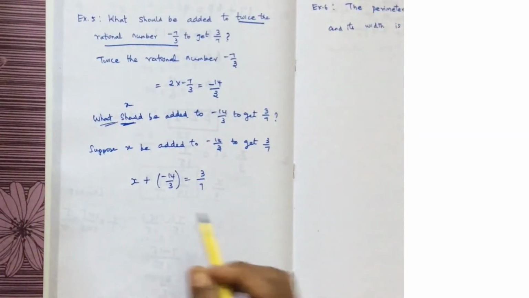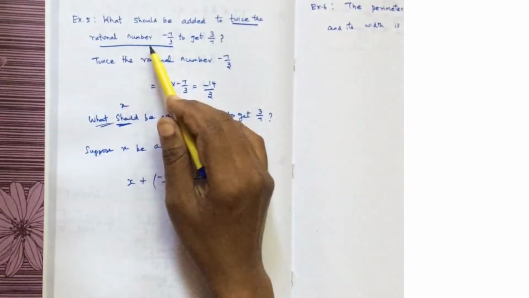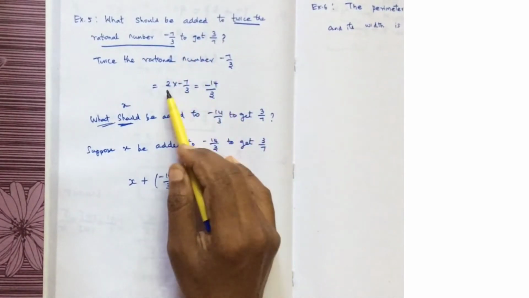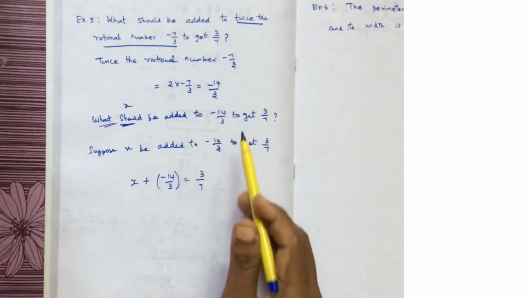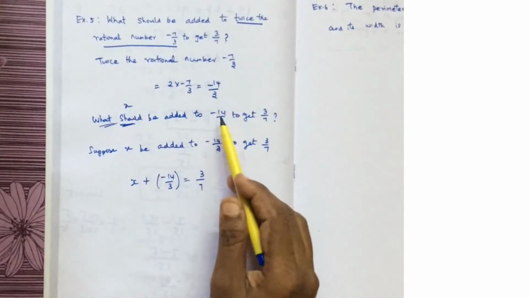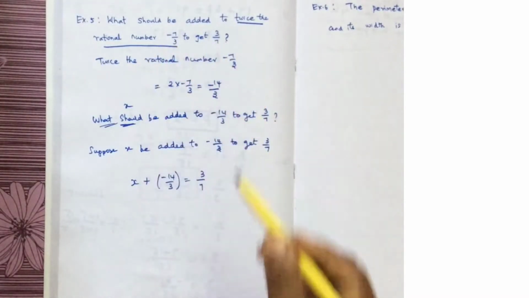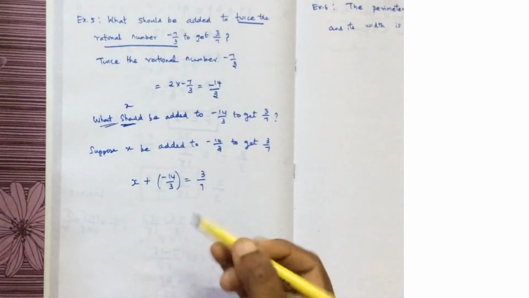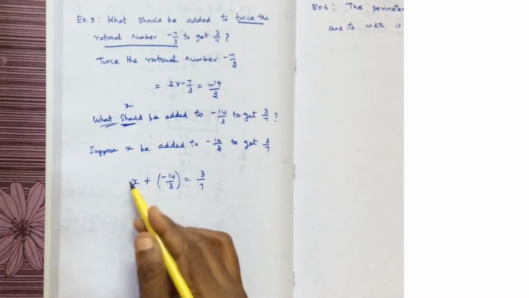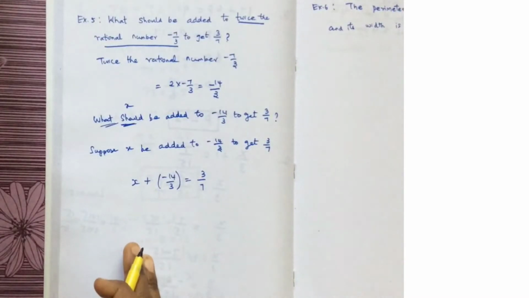First you are seeing twice the rational number minus 7 by 3. So 2 multiplied by minus 7 by 3 is minus 14 by 3. Then to that minus 14 by 3, what should be added? So I am adding x to that to get 3 by 7. Now I want to find this x. I am keeping x on the left hand side, and the remaining things are moving to the right hand side.